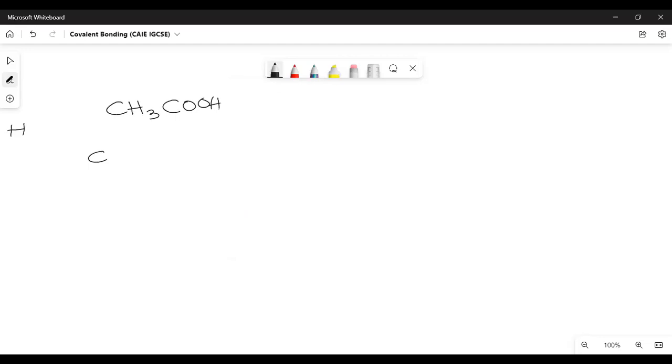The structure is something like this: C, C, double bonded O, single bonded O, H, and hydrogen atoms with all the carbon atoms, with one of the carbon atoms, of course. No, I just did it the way you do right now. Okay.